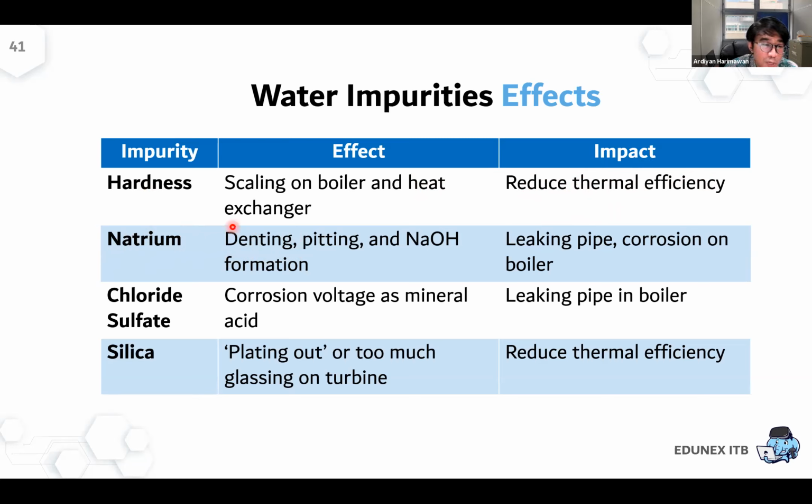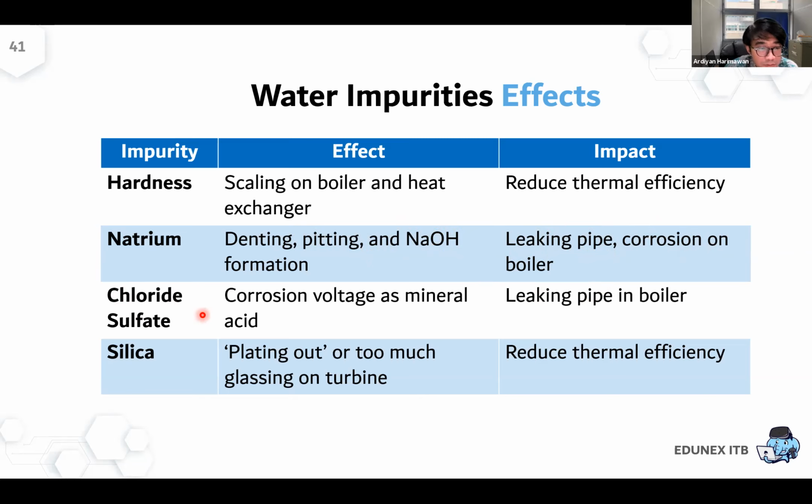Denting itu bukan denting ya, ini tuh penyok ya. Do you know penyok? Denting, you know, right? It can cause denting, like the pipe will be dented. Then it can cause pitting. Pitting is a very small hole in the pipe, and also the formation of sodium hydroxide. If you have pitting or denting, it will cause leaking in the pipe and corrosion in the boiler or the heat exchanger.